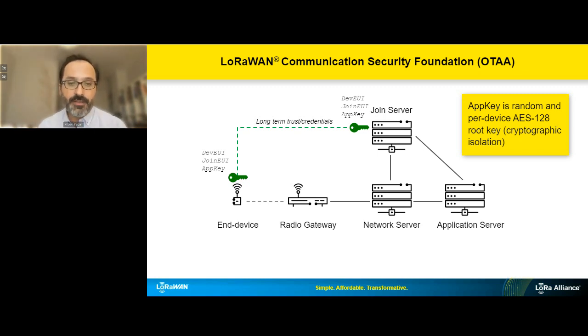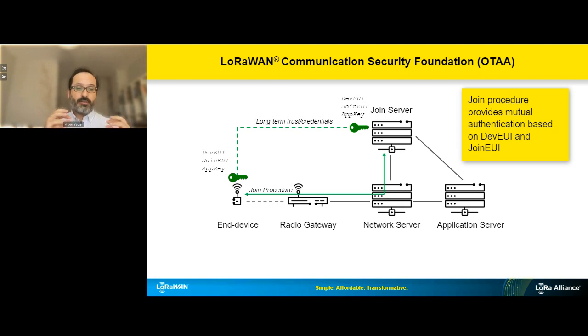And for this authentication, we use symmetric cryptography, and it involves identifiers being known to the endpoints. So the join server is identified by JoinEUI, which is a globally unique identifier, and the end device is identified by DevEUI, and they share a so-called AppKey, which is a root key, and this is a 128-bit AES-128 key that is used for mutual endpoint authentication. And this is where everything starts from.